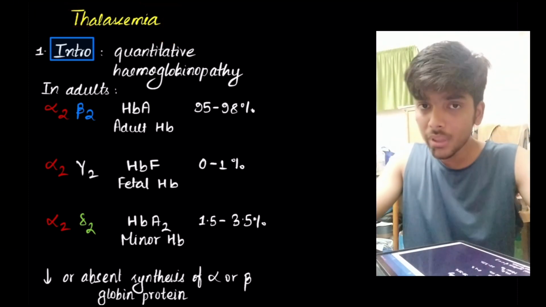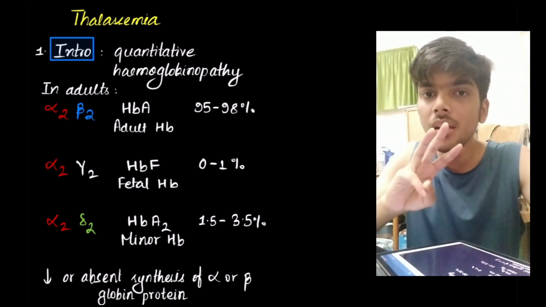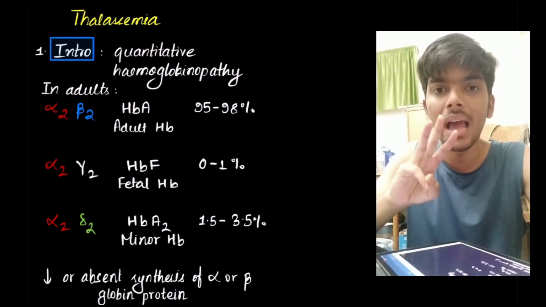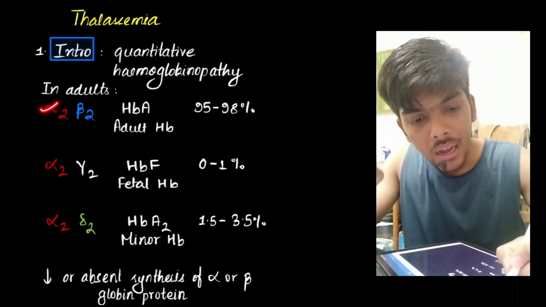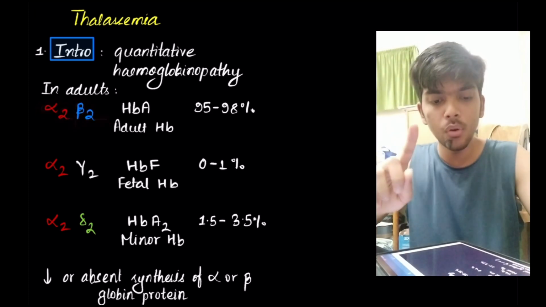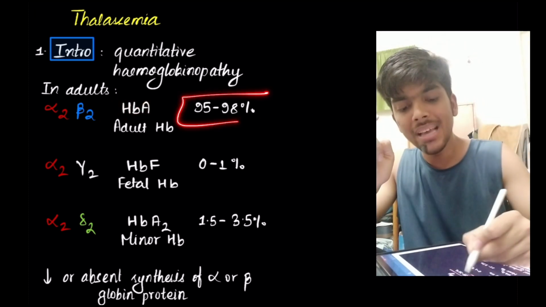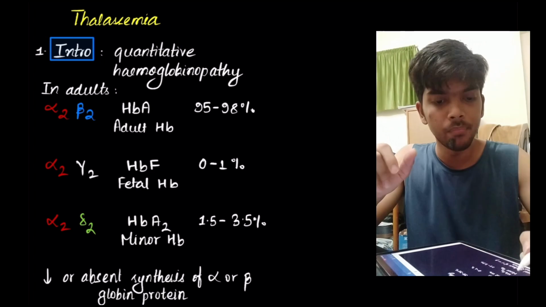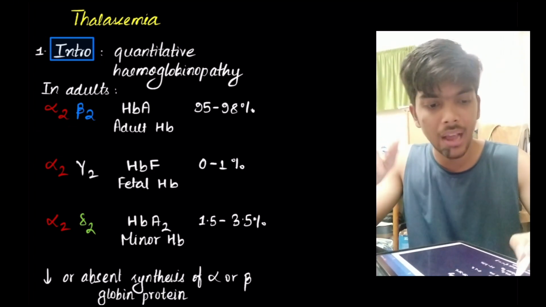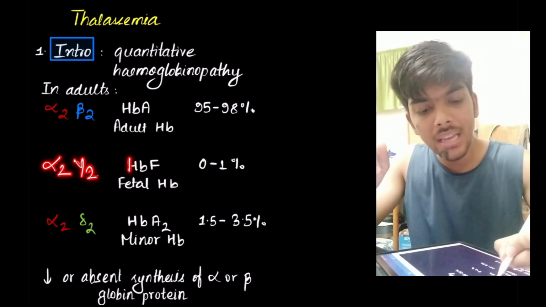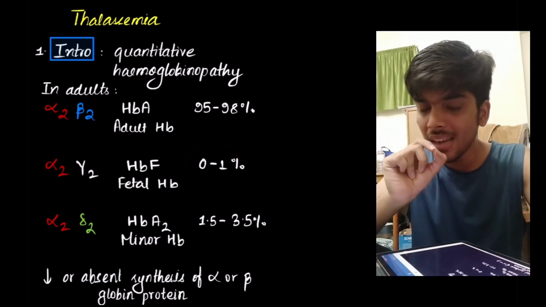So before getting into thalassemia, what happens or how exactly it happens, let's look at the 3 normal types of hemoglobin found in the adult body. Alpha 2, beta 2 containing hemoglobin is called hemoglobin A or adult hemoglobin, which is the majority, 95 to 98%. Second is alpha 2, gamma 2, which is HbF, also called fetal hemoglobin, which is found 0 to 1% in the adult body.